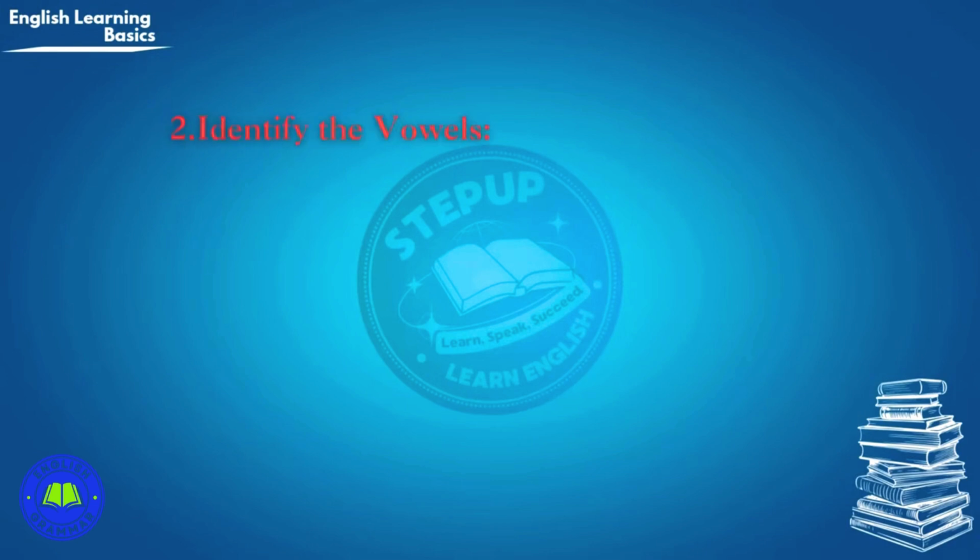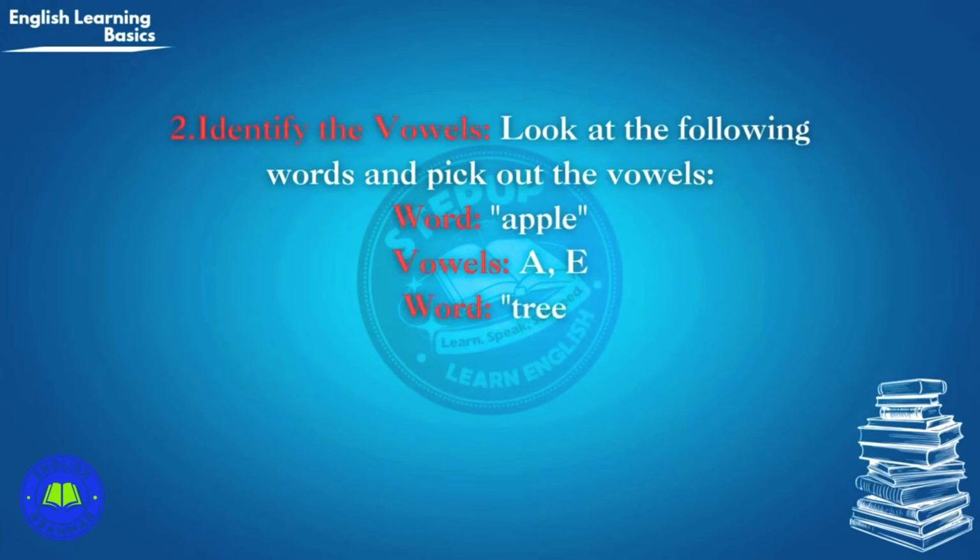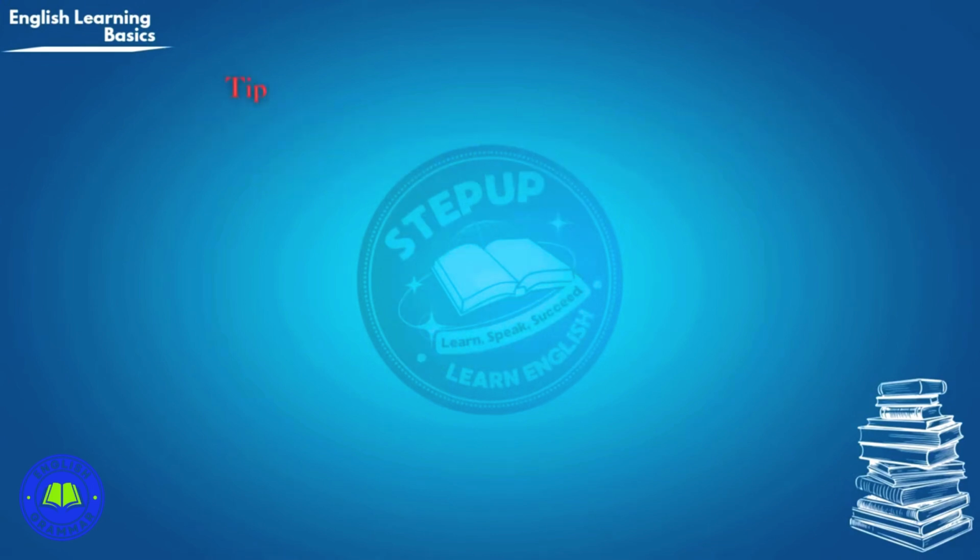2. Identify the vowels. Look at the following words and pick out the vowels. Word: apple. Vowels: A, E. Word: tree. Vowels: E, E.